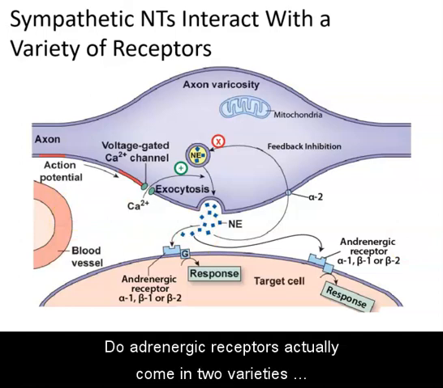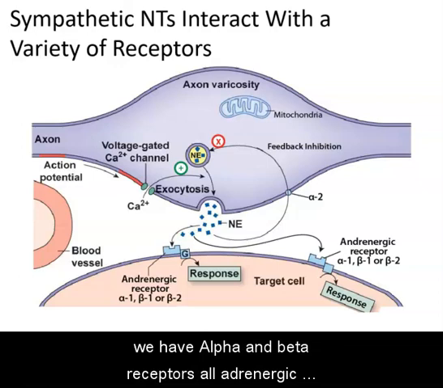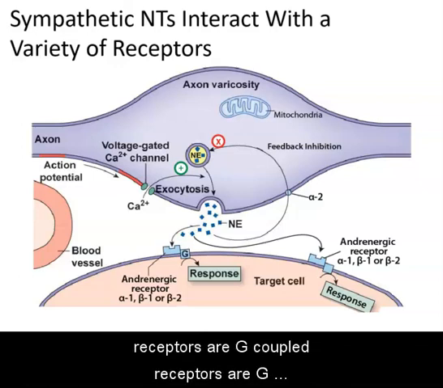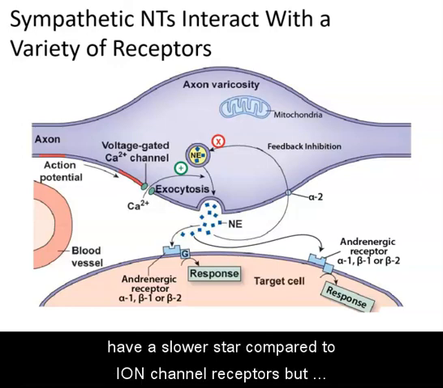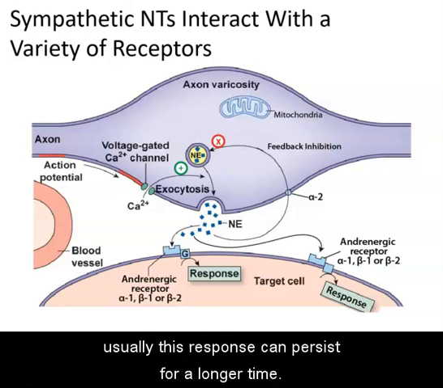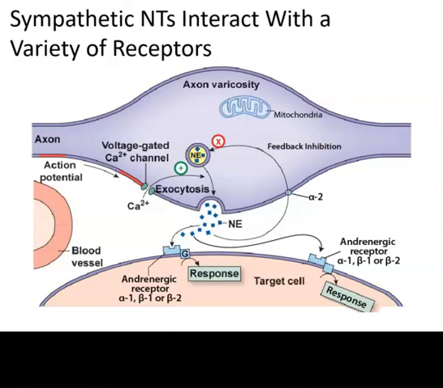So adrenergic receptors actually come in two varieties. We have alpha and beta receptors. All adrenergic receptors are G-protein coupled receptors. Now, the target cell response will have a slower start compared to ion channel receptors, but usually this response can persist for a longer time.